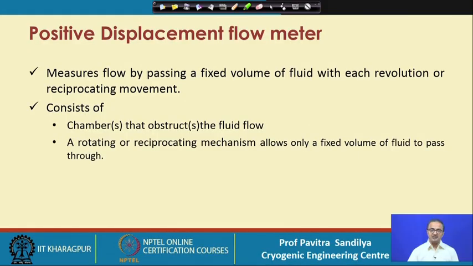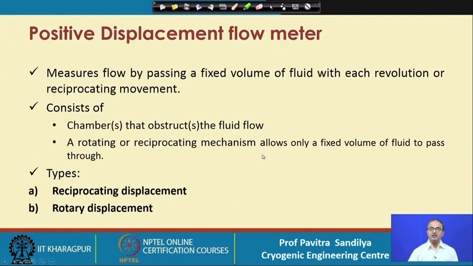Now, in general, what does it consist of? It consists of one or more chambers that obstruct the fluid flow. Obstruction is always needed because we want to measure some delta P, and a rotating or reciprocating mechanism allows a specific volume of the fluid to pass through. We have two types of positive displacement flow meter: reciprocating displacement and rotary displacement. Reciprocating means it will go to and fro, and rotary means it will be rotating over a shaft.